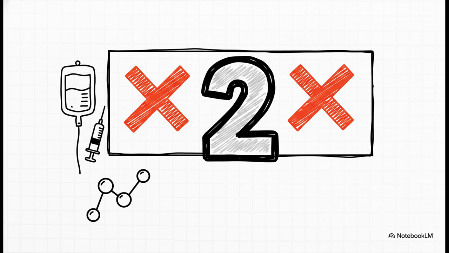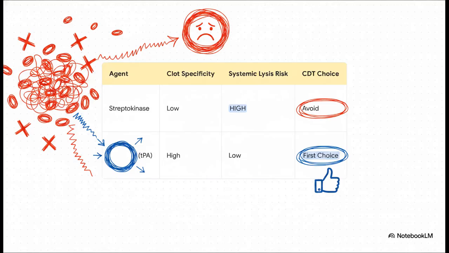Mistake number 2 was just as critical. The choice of the clot-busting drug itself. They chose streptokinase. And for this procedure, that drug has a really dangerous profile. It has low clot specificity and a high risk of systemic lysis. What that means is it doesn't just dissolve the target clot, it starts dissolving clotting factors all over the body. The standard of care, alteplase, or TPA, is the complete opposite. It's highly specific to the clot and has a very low systemic risk. I mean, the right choice here should have been a no-brainer.